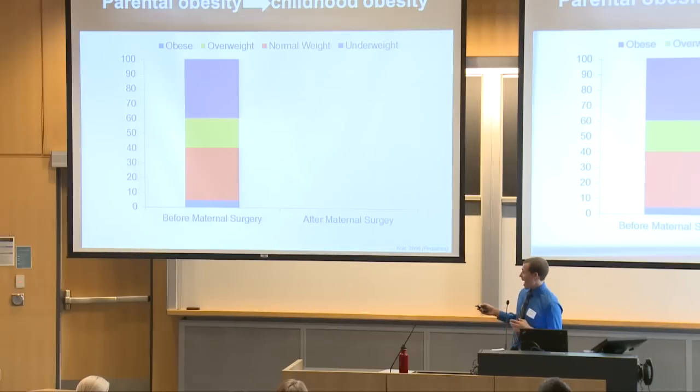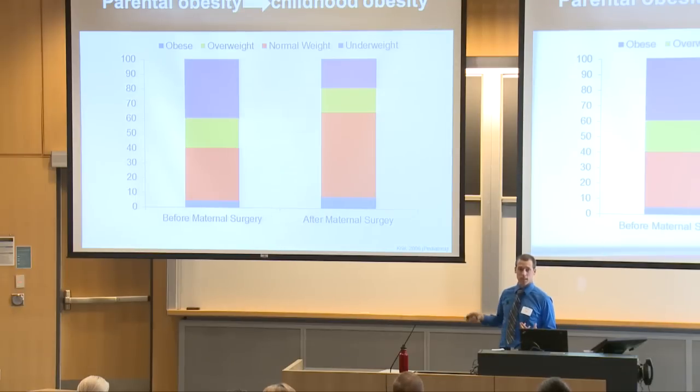Now when we look after they had surgery, same mothers, different baby, after they lost a significant amount of weight, you can see the amount who are underweight is still pretty low, a little higher but still low. The amount who are normal weight is much, much higher. The number who were overweight is similar, but the number who were obese is basically cut in half. Again, these are the same families, same mothers. The only major difference is they've undergone this weight loss. And again, a very substantial effect.